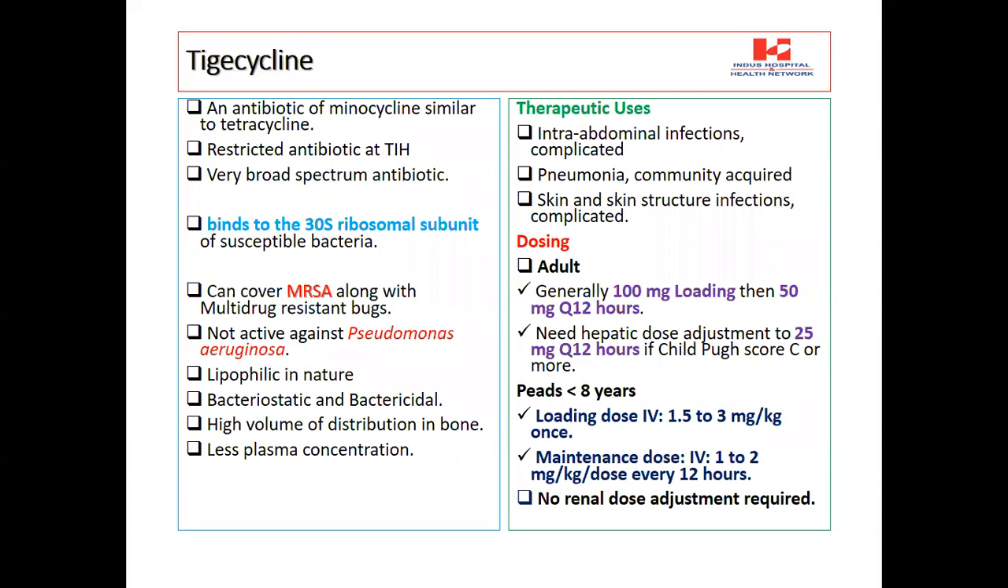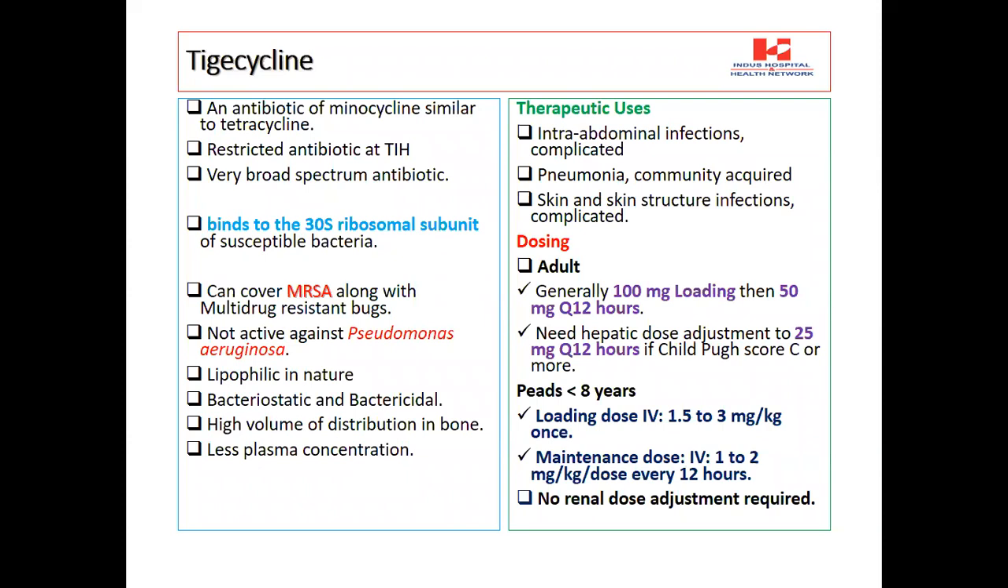But its therapeutic uses are intra-abdominal infections, it can be used for pneumonia, and it is a much better option for skin and soft tissue infections. If there's an MDR organism like Acinetobacter, it's a better option. Usually for dosing we give 100 milligram as a loading dose and 50 milligram q 12 hours.